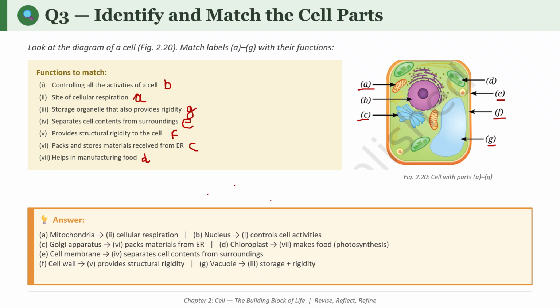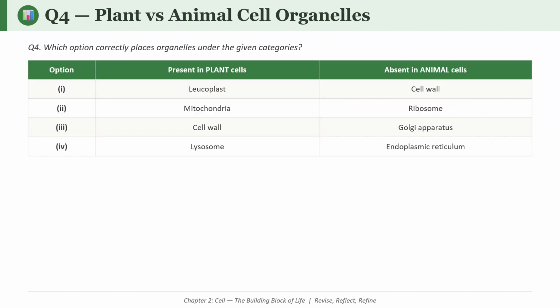Okay, children, let's move on to the next one. Next we are going to see which option correctly places organelles under the given categories. The options cover plant cells and animal cells. So we have to find the correct one. When you take leucoplast and cell wall, cell wall is not in animal cells; only the cell membrane is present in animal cells. But leucoplast and cell wall are present only in plant cells. So the first option is wrong.